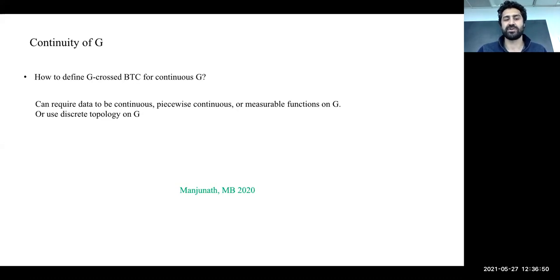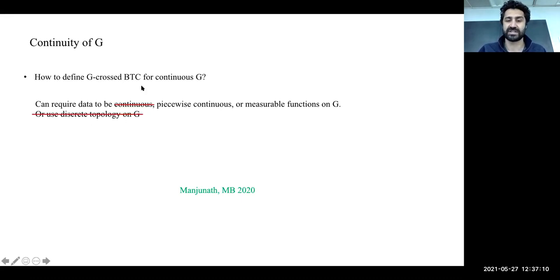And the question is, how do you define G-crossed braided tensor categories when G is continuous? Now, there are some choices. We can require that data that I had mentioned earlier to be continuous or piecewise continuous or measurable functions on the group. Or we could just use the discrete topology on G and forget about the fact that it's continuous altogether. Now, it turns out that these two just do not work.